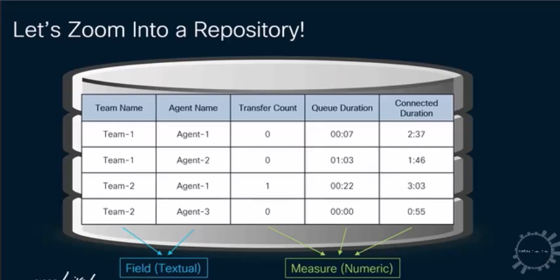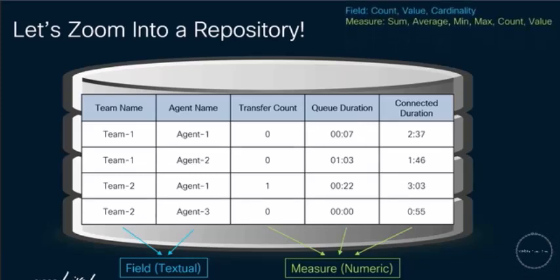So we see here team name and agent name. Quite obviously, we need alphanumeric data for those particular fields. For those other 3, transfer count, connected duration, and queue duration, I'm going to have timestamps, counters, those sorts of things, so that's going to be numeric data. And this is very important because when it comes to reporting upon this data, we have choices with what we can do with it.